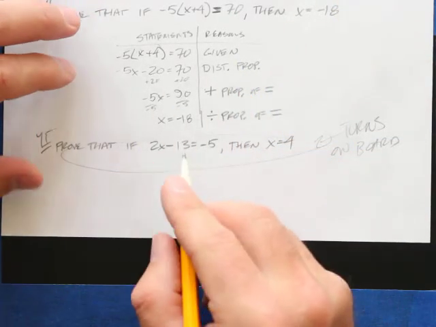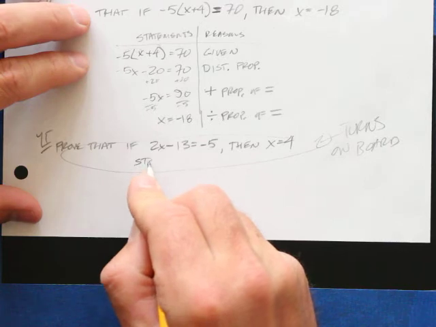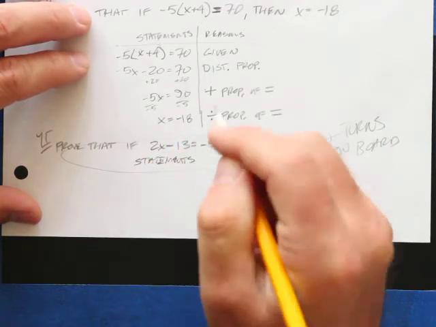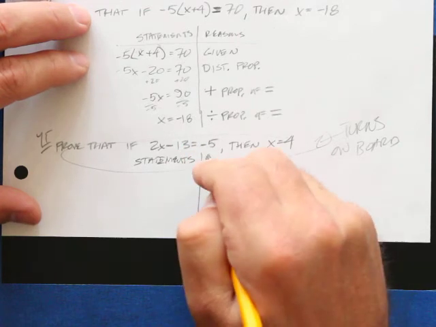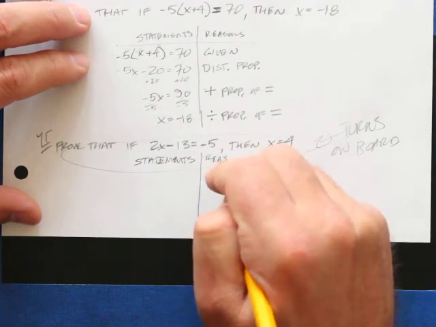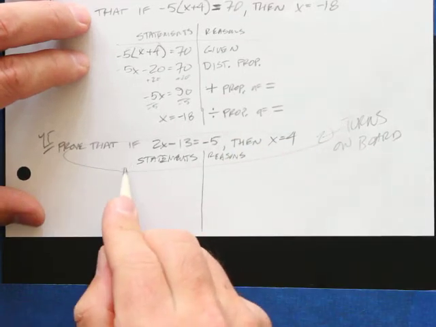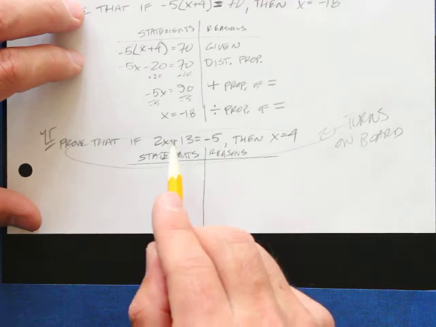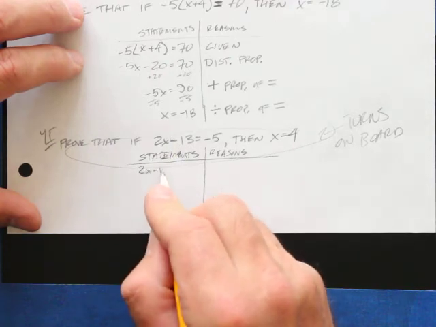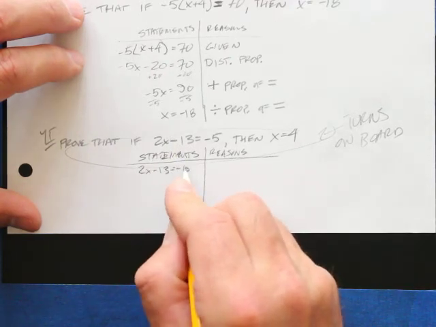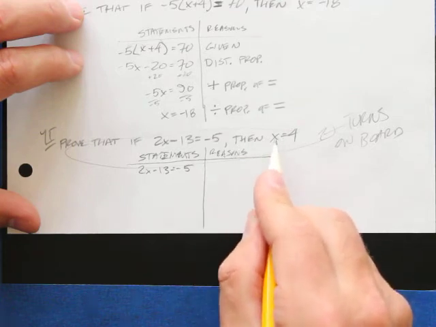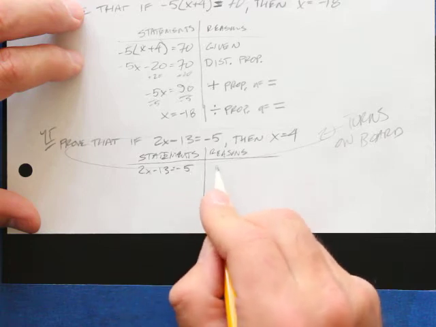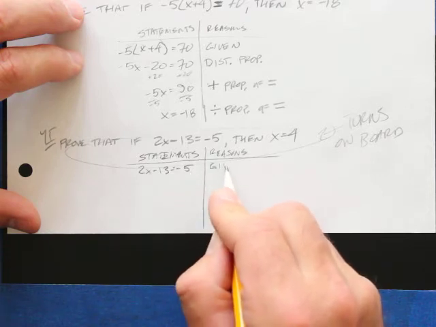Okay, so let's see how you did here. Let's do a two-column proof, statements and reasons, and hopefully I have enough space on this piece of paper. If not, I can just add another one on the bottom. So, statements. The first statement I make is the given: 2x minus 13 equals -5. And I want to get to x equals 4. The reason for this is the given. This is what I've been given.